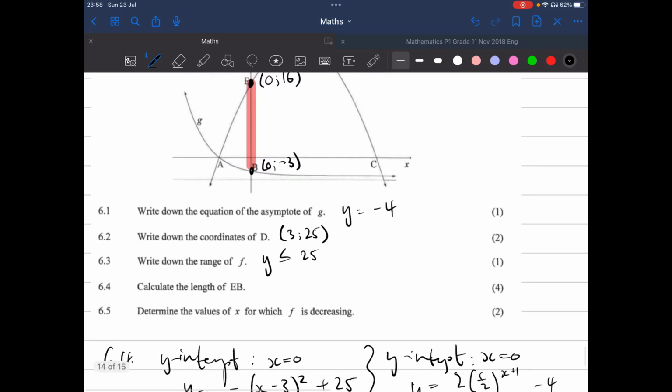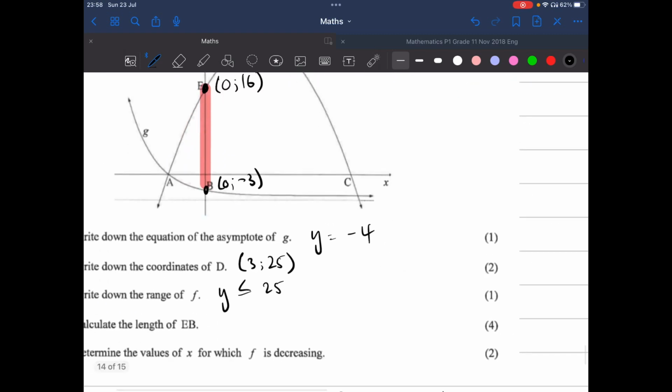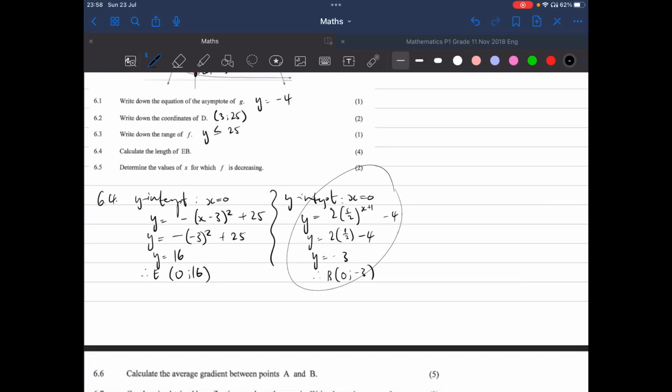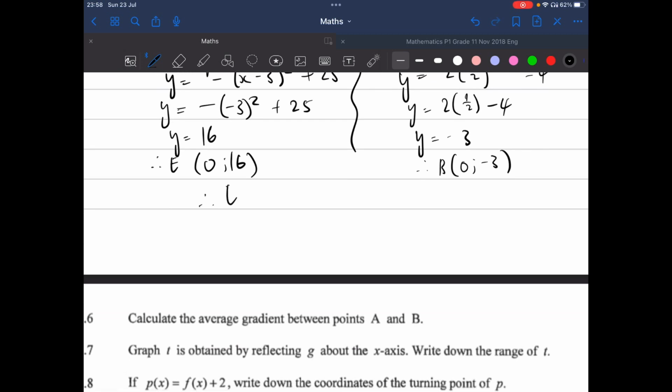Another thing to keep in mind is that with exponential graphs, the y-intercept will always lie exactly 1 unit above the asymptote. In this case the asymptote was at minus 4, so this lies at minus 3. So we didn't even need to do a calculation, you can just state that, but if you're unsure you can just calculate it and you'll get the right answer. Now the question actually asked for the length, so all you have to do is subtract. Therefore EB is equal to 16 minus minus 3, which is 19 units.